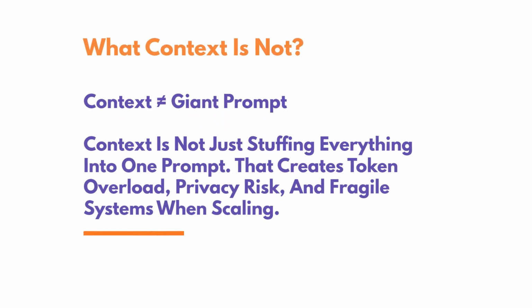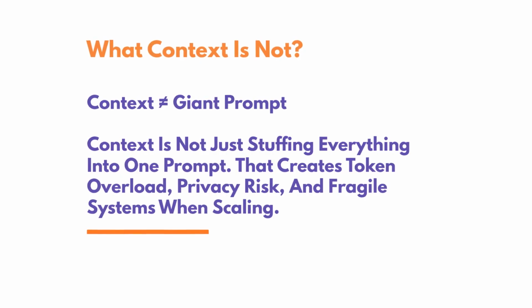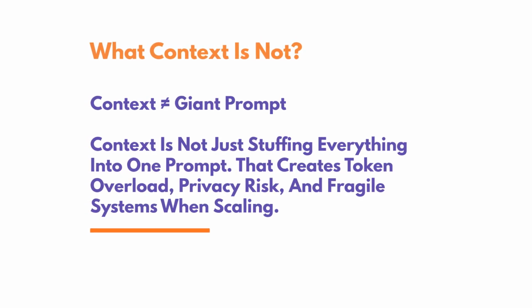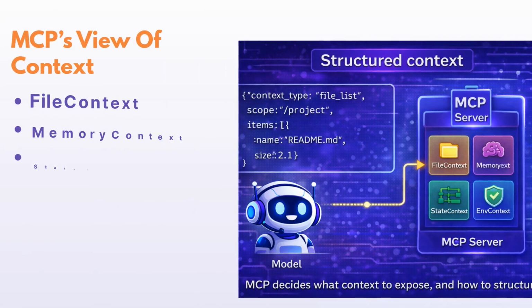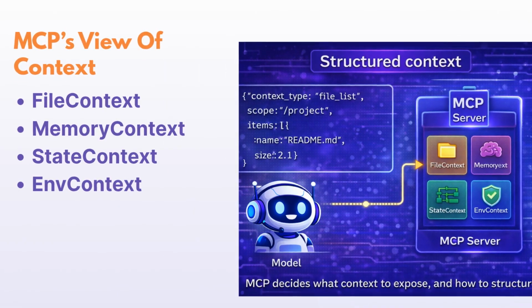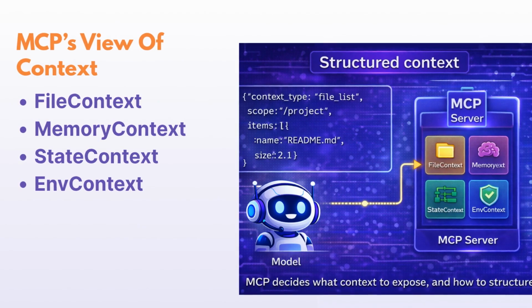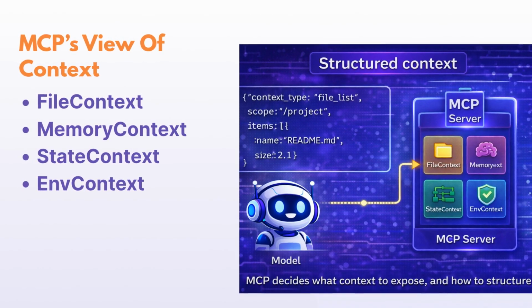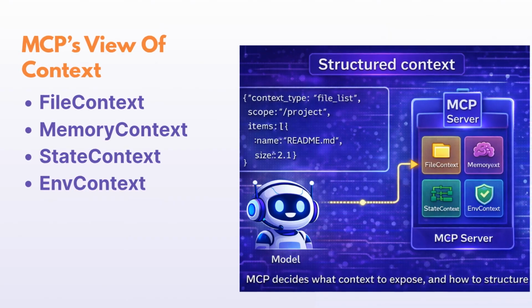Context is not simply stuffing everything into a single prompt. That approach, prompt stuffing, creates token overload, privacy risk, and fragile behavior when systems scale. In MCP, context is structured and scoped. The system decides what context to expose and how to structure it so models receive only what they need, in a predictable format.